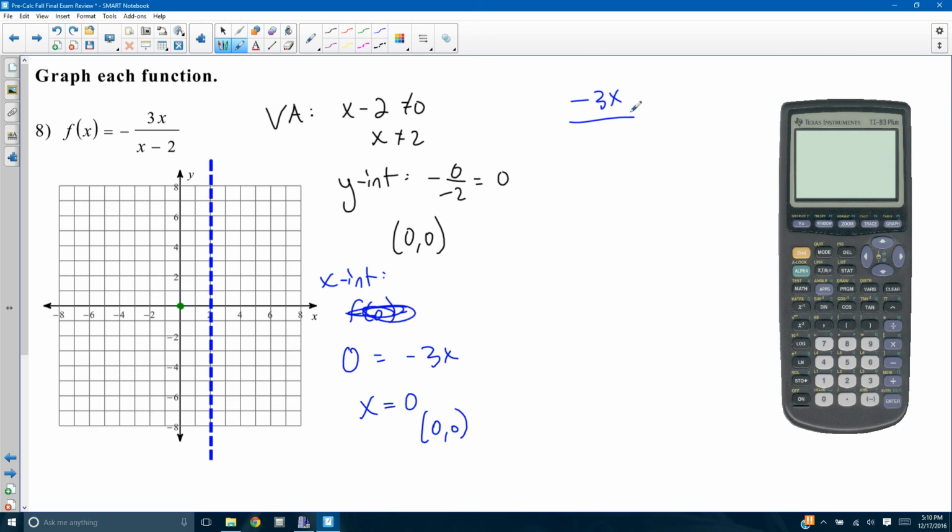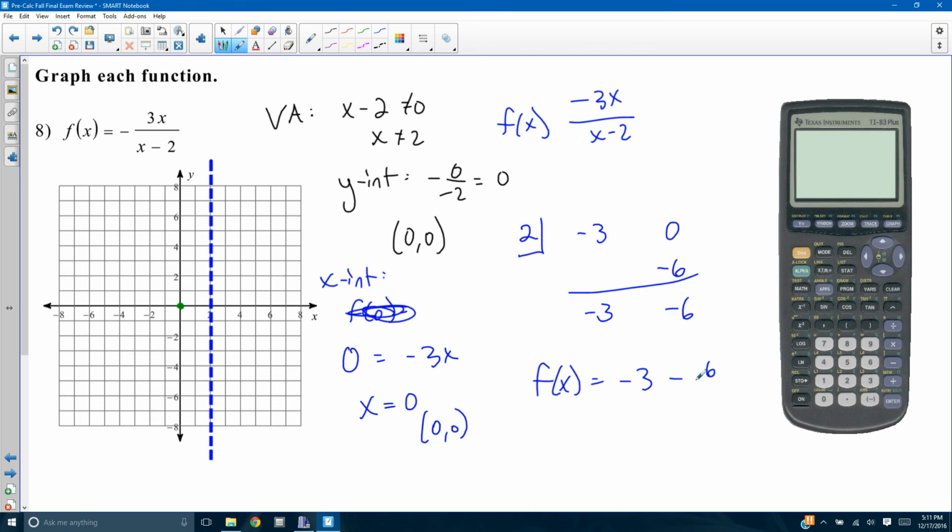We're going to do negative 3x over x minus 2. Your root, in this case, is 2. Okay, your linear guy is negative 3. Your constant guy is 0. So let's apply synthetic division to this. And we'll be ending up with the following. f of x equals negative 3, and here's the remainder, minus 6 over x minus 2.